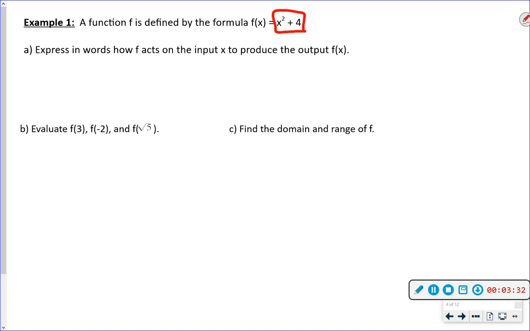Okay, they want me to square x and then add 4. So they just want to make sure that you understand what your operations are. Okay, evaluate the different functions. So we're going to put 3 different numbers in for x. First, we're going to do 3.